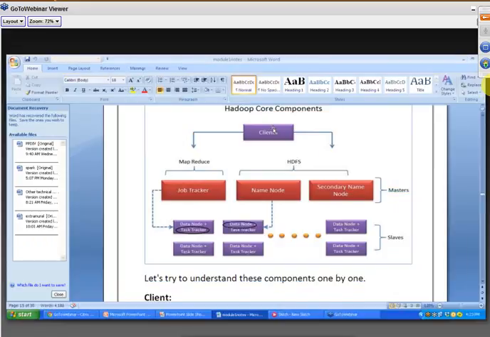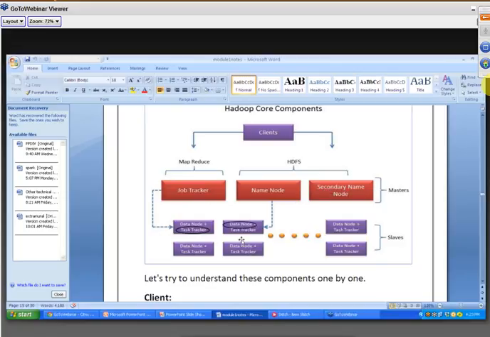The client will give the data, and the client only wants the result analysis. The client will never bother about how the master is working or how the slaves are working. He will never bother about all those things, right? So the client is going to interact with MapReduce and HDFS, right? In HDFS, we have two daemons, called the name node and secondary name node.